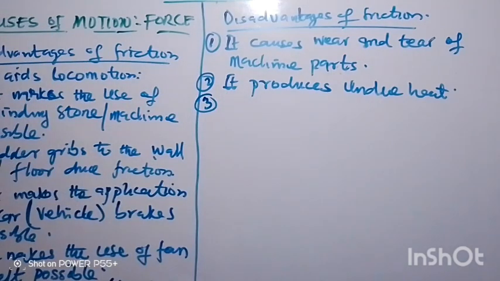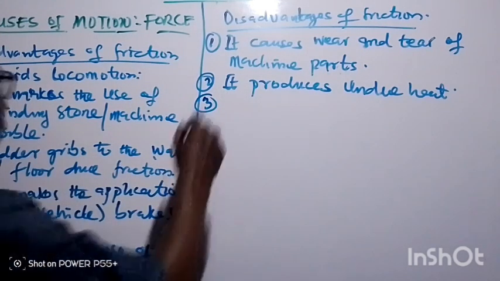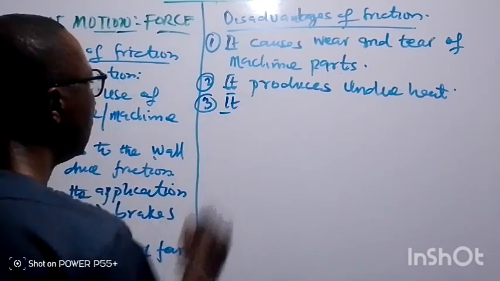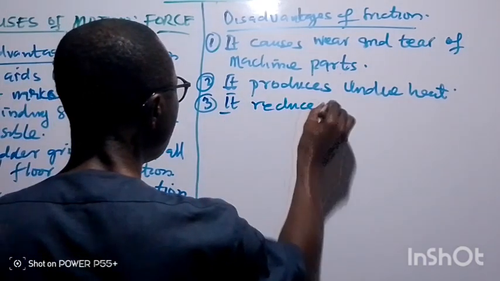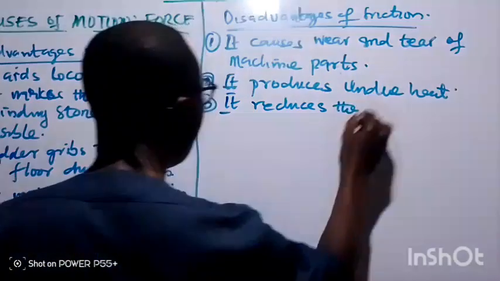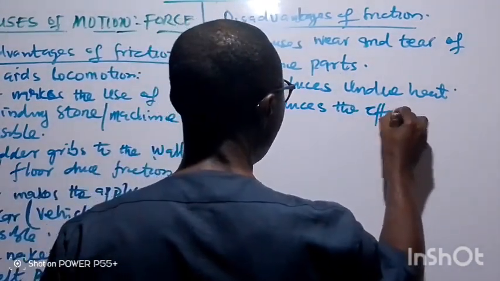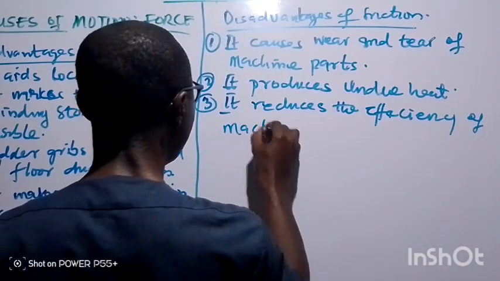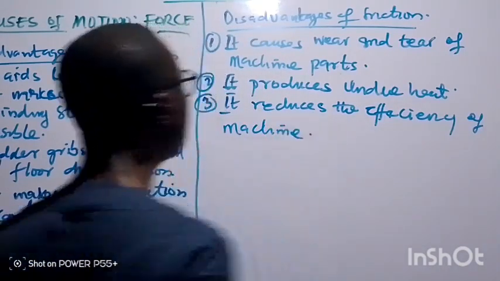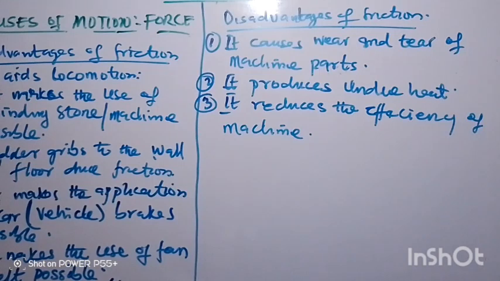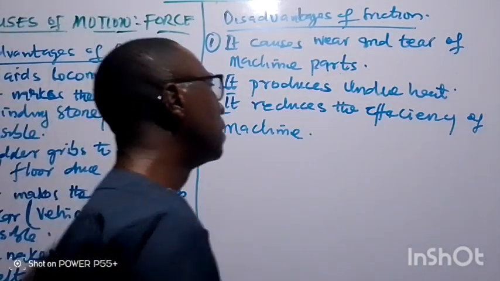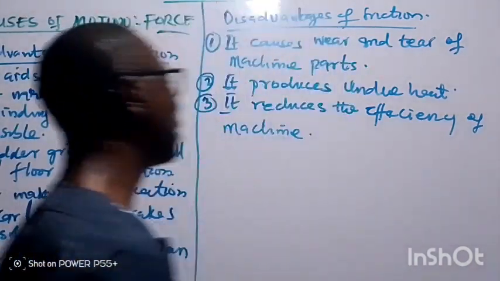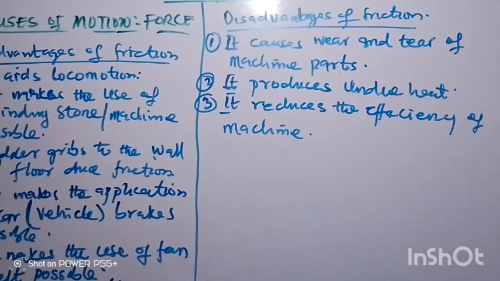Then number three, it reduces the efficiency of machine. That is, friction on the part of a machine will reduce the efficiency of the machine. And don't forget, efficiency of a machine is the ratio of output to input. So it will reduce the efficiency of the machine.